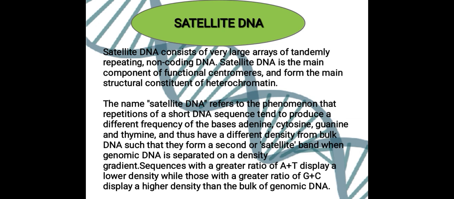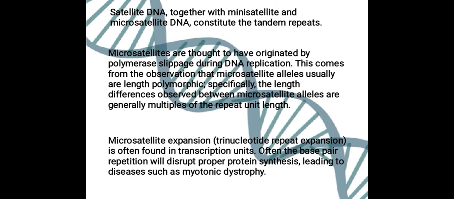Sequences with a greater ratio of A plus T display a lower density, while those with a greater ratio of G plus C display a higher density than the bulk genomic DNA. Satellite DNA, together with minisatellite and microsatellite DNA, constitute the tandem repeats.